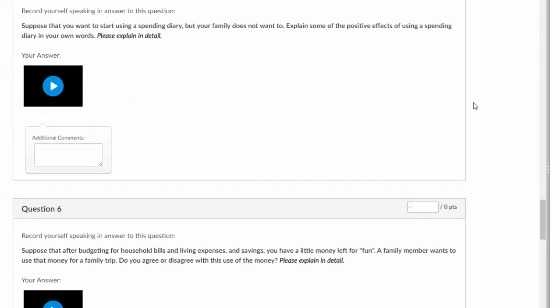Suppose that you want to start using a spending diary, but your family does not want to. Explain some of the positive effects of using a spending diary in your own words, okay? So this is assessing cause and effect. So what effects would you see from using a spending diary?